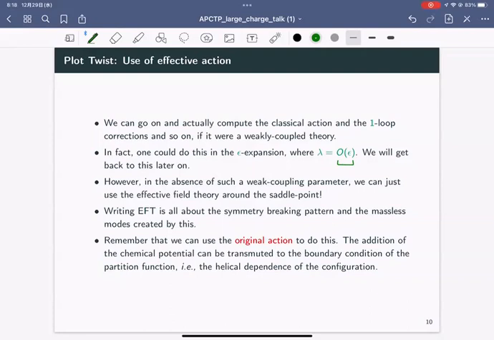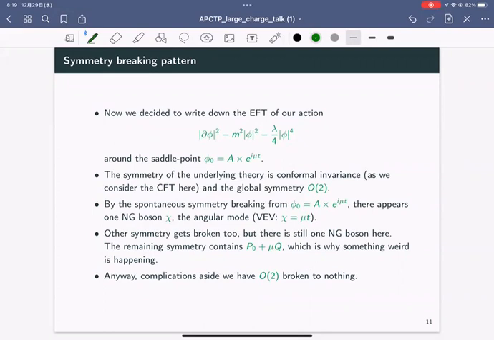And in writing the effective field theory, we use the symmetry breaking pattern, as I already said, and the massless modes created by this. Because we can use the original action with the twisted boundary condition to do this, the addition of the chemical potential can be transmuted to the boundary condition of the partition function, which, again, is the helical dependence of the configuration. Even though I introduced the chemical potential as an explicit breaking, you can also think about it as a spontaneous symmetry breaking. And this has its advantage. It's not just different views, but it is an advantage towards the physics. Great. So now we decided to write down the effective field theory of our original action around the saddle point, which looks helical in time.